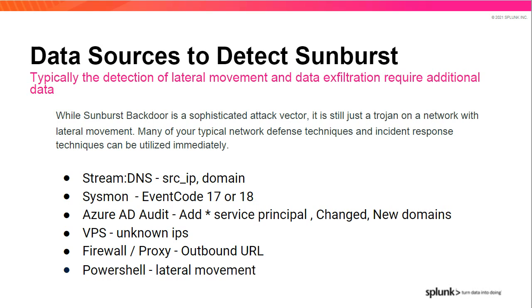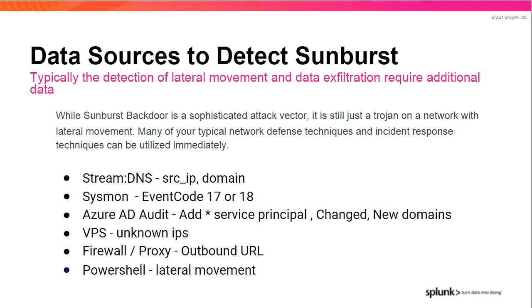Another very popular data source used for indicators of compromise is Microsoft Sysmon data. It's an enhanced logging that needs to be enabled on your Windows devices. In this case, Sunburst is indicated by event codes 17 or 18. I'll show you how to look for these.